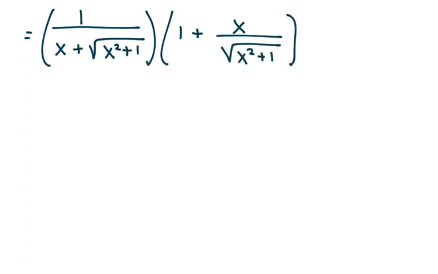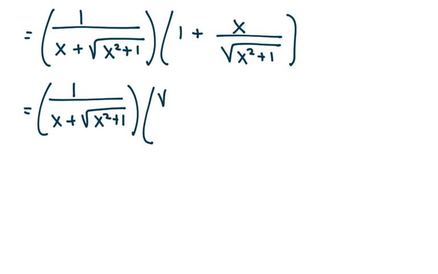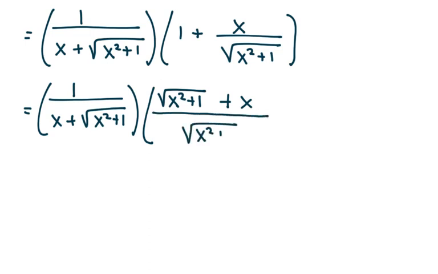Now, we need to get a common denominator. And so I'm going to rewrite this as 1 over x plus the square root of x squared plus 1 times the square root of x squared plus 1 plus x divided by the square root of x squared plus 1.